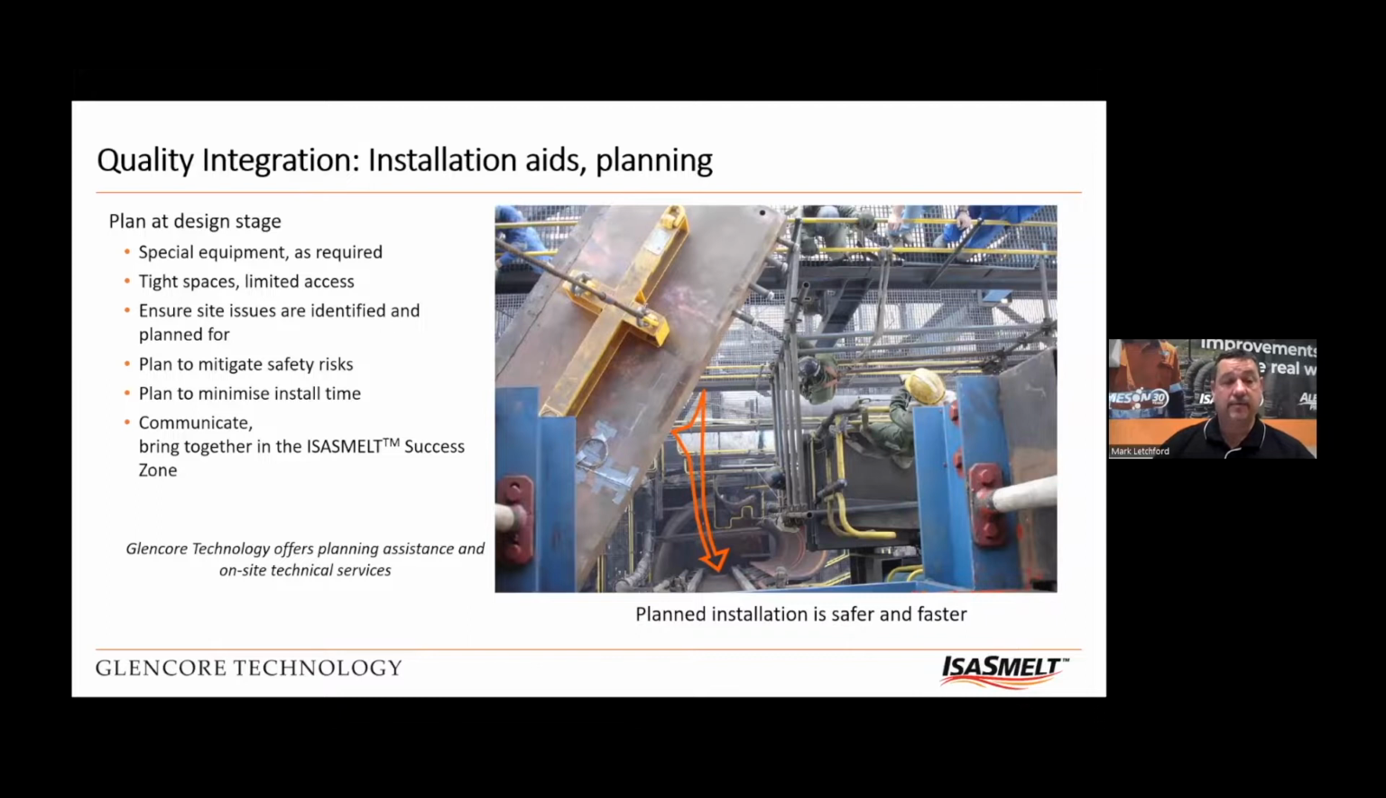So even just getting it through the plant can be an issue, and there's massive safety issues handling heavy blocks like that. So you need to plan to mitigate the safety risks, and you need to plan to minimize the install time. Again, it pays to communicate and bring everyone into that ISASMELT success zone. So Glencore Technology always offers on-site technical services at this stage of the project, and it's almost always taken up by the customer because it's a critical phase.